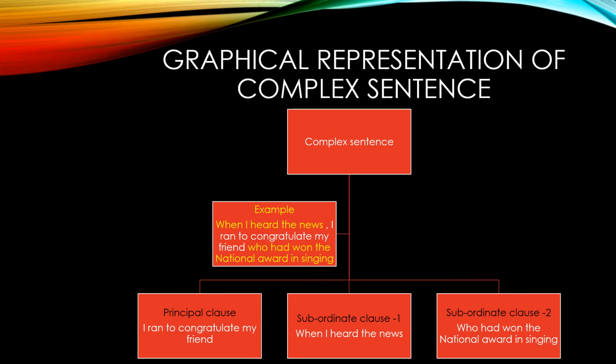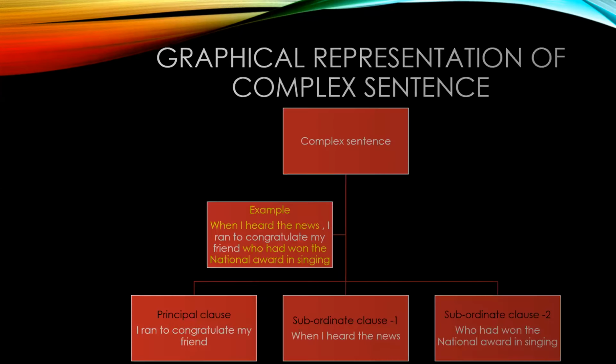The dependent clause, or the subordinate clause, "when I heard the news", is not independent. It is depending on something else. The second one, the subordinate clause "who had won the national award in the singing", is again a dependent clause. Only the independent clause, "I ran to congratulate my friend", is not depending on anything.